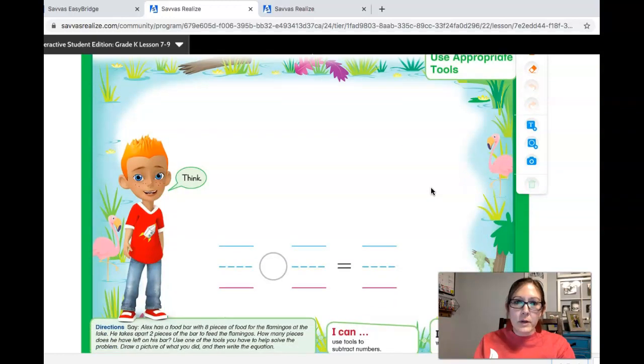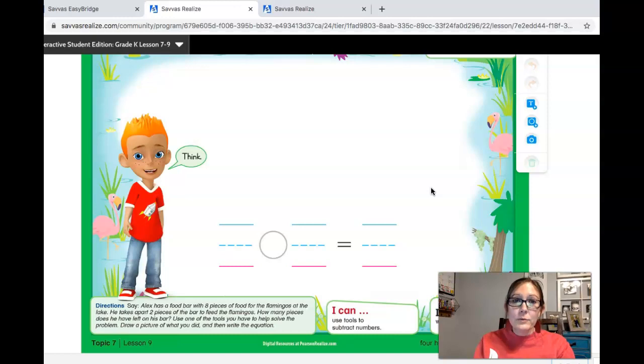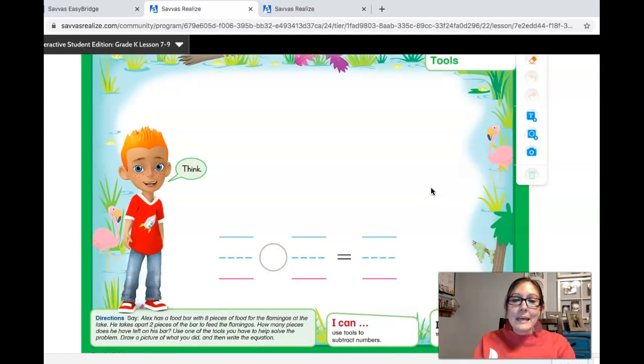Listen to this math story. I want you to draw the picture and write the equation that matches. Alex goes to the zoo to feed the flamingos. He has 8 pieces of food for the flamingos. He feeds them 2 pieces. How many pieces of food does he have left?